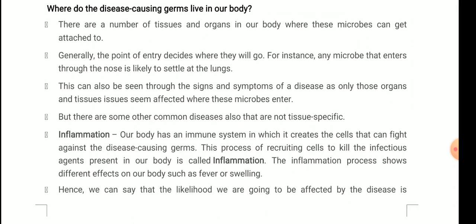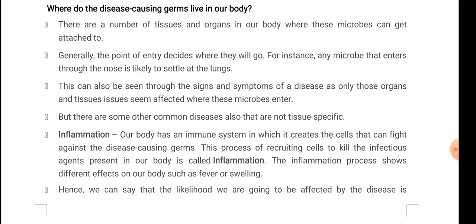Now next is, where do disease causing germs live in our body? There are a number of tissues and organs in our body where these microbes can get attached. These microorganisms can live there and fulfill their daily metabolic activities, like digestion, respiration, etc., and they can also multiply themselves.